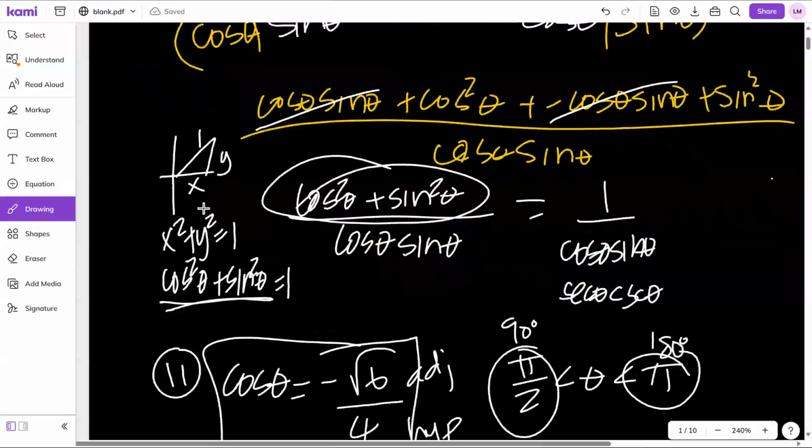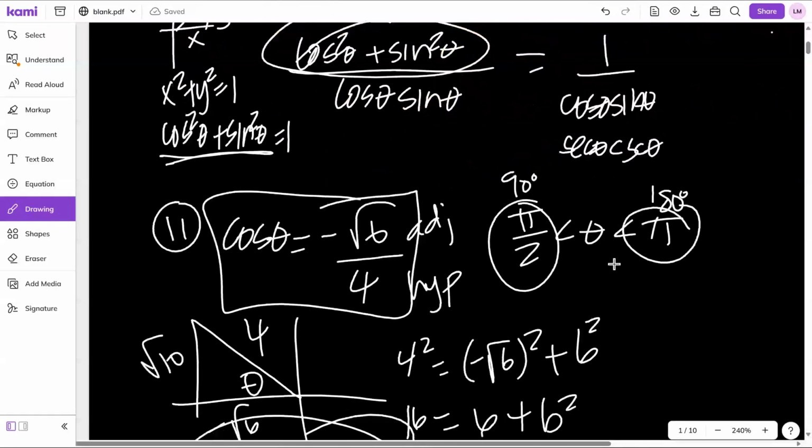Cosine squared plus sine squared is a Pythagorean identity. X squared plus y squared equals 1. I can substitute cosine for x, sine for y. And then I can see that cosine squared plus sine squared equals 1. And you can totally leave it like this. I did reciprocals with that, but you don't have to.